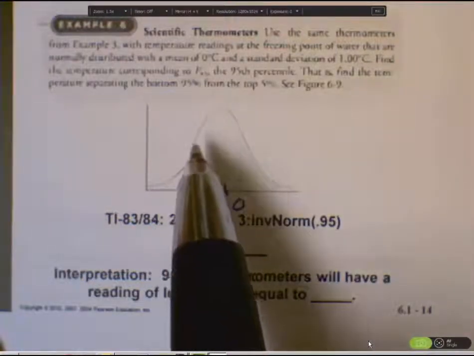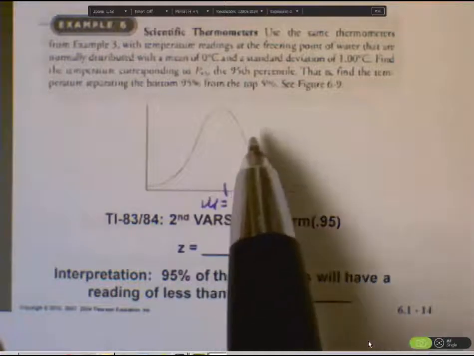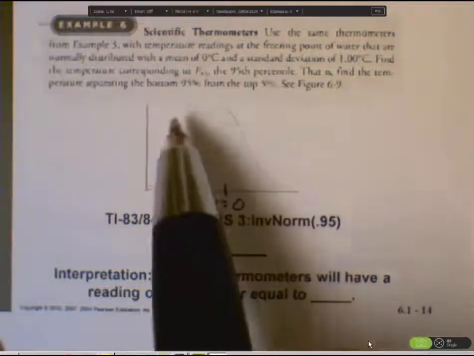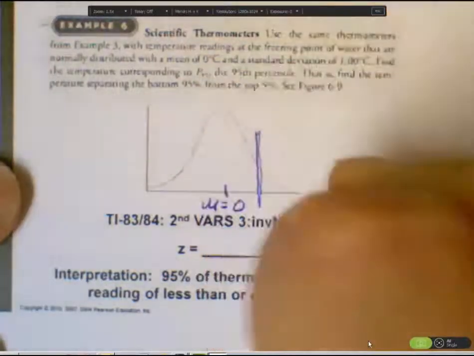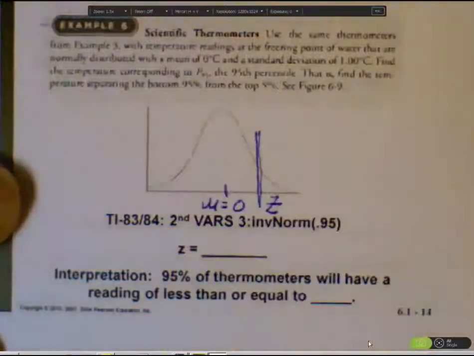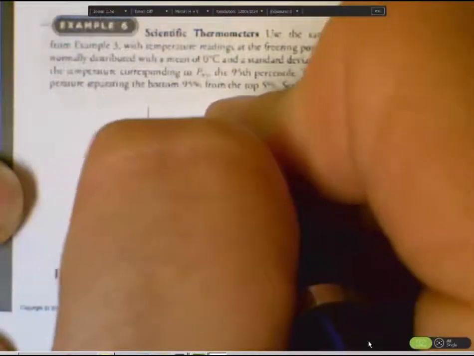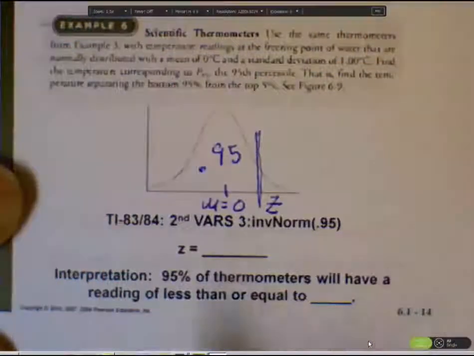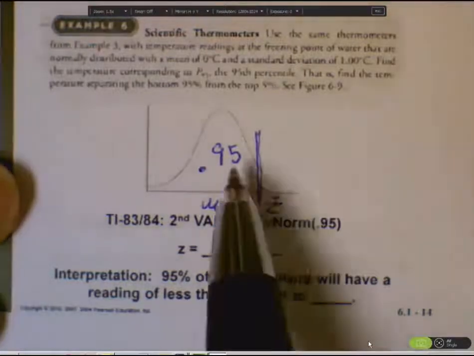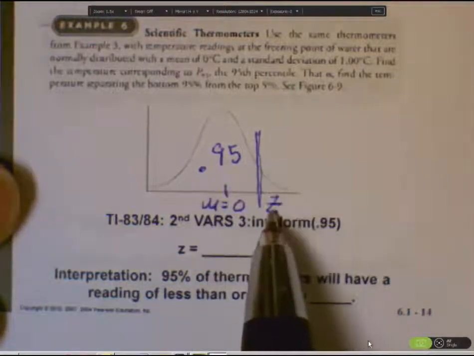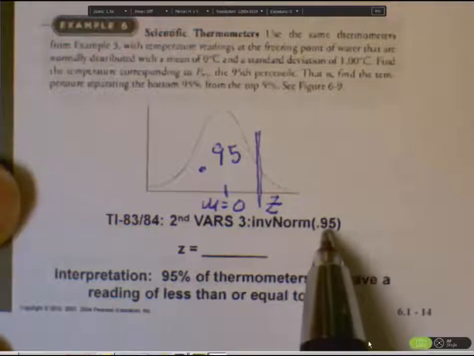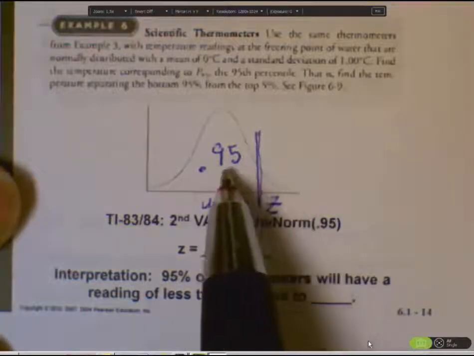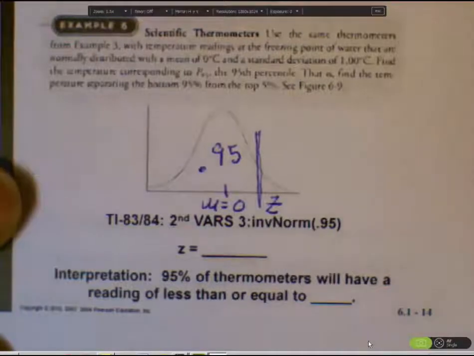Where do I need to make a vertical line if I want 95% of the area to be below it? It's going to have to be over here somewhere. I'm looking for this temperature that has an area of 95% to the left, or a probability of 95% to the left. Since I'm given a probability and I'm looking for a z-score, that's when I use inverse norm. And I enter the 0.95 because it's the area to the left of this z-score I'm trying to find.